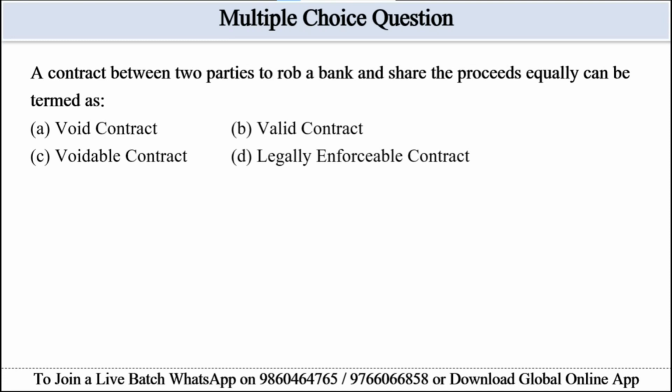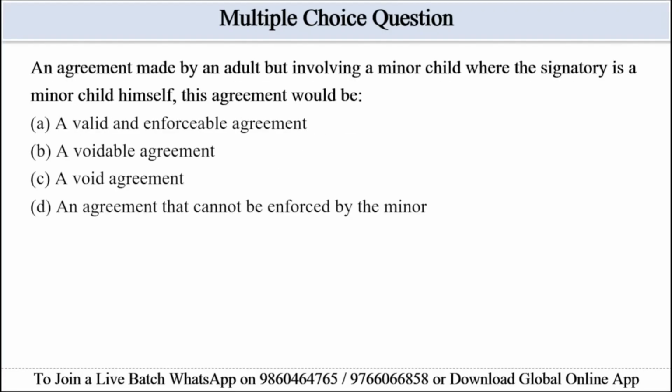Let's see the next question. An agreement made by an adult but involving a minor child, where the signatory is the minor child himself. This agreement would be. Options are given: A, a valid and enforceable agreement. Option B, a voidable agreement. Option C, a void agreement. And option D, an agreement that cannot be enforced by the minor.